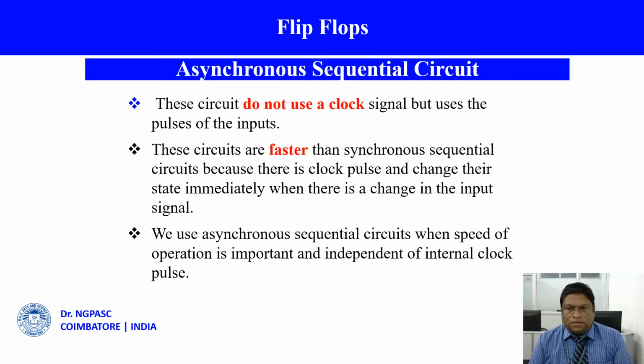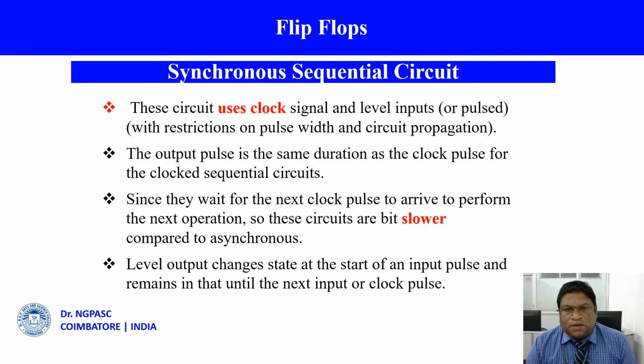Let us look once more at the asynchronous sequential circuit. These circuits do not use the clock signal but use the pulses of the input. These circuits are faster than synchronous sequential circuits because there is no clock pulse, and they change their state immediately when there is a change in the input signal. So we use the asynchronous sequential circuit when speed of operation is important and independent of an internal clock pulse. In certain operations we use an asynchronous one.